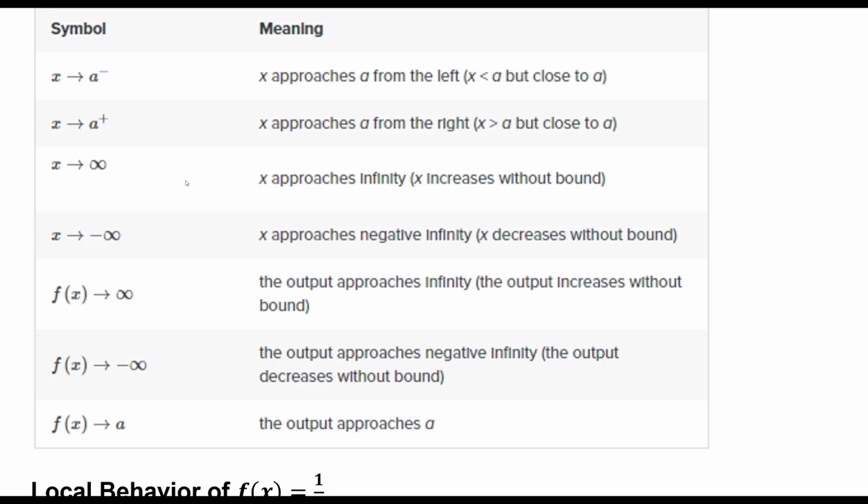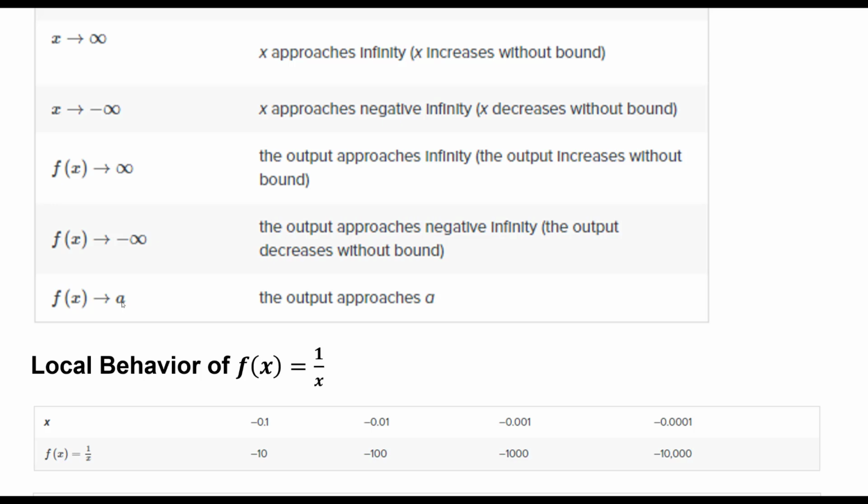And then x goes to infinity means x increases without bound, x approaches negative infinity means x decreases without bound. f of x goes to infinity means the output values are going up without any bound. And f of x approaches negative infinity means it's going to negative infinity without any bound. And if f of x approaches a number a, the output approaches that number.